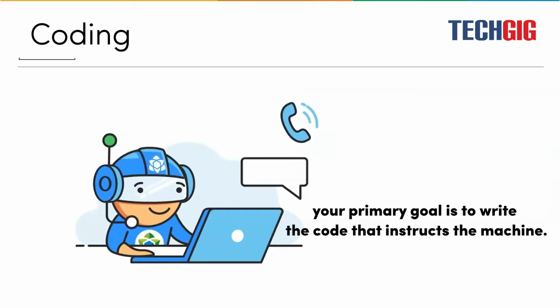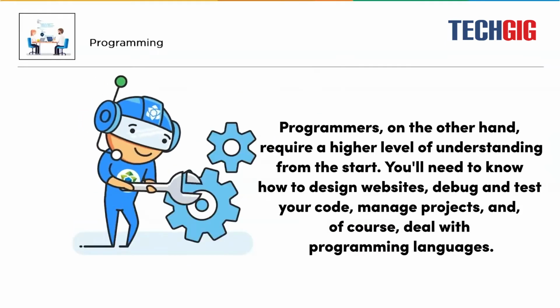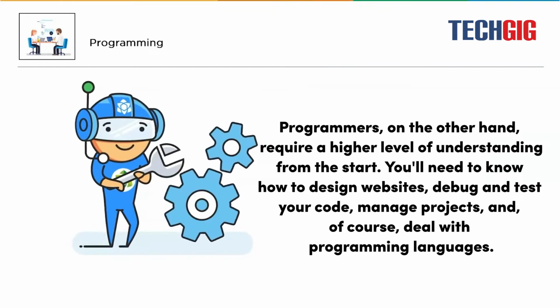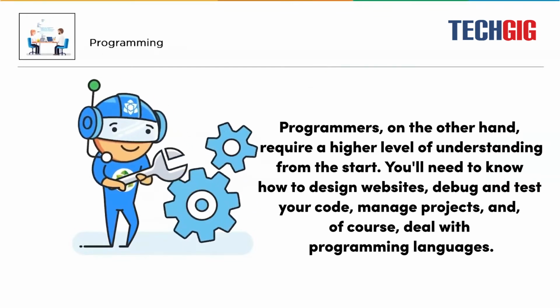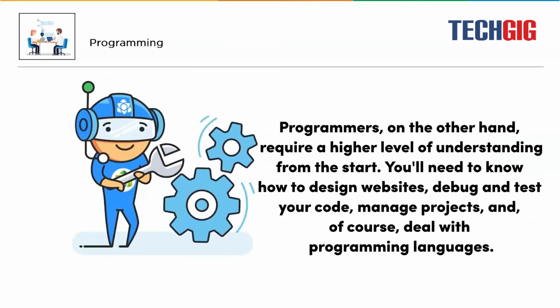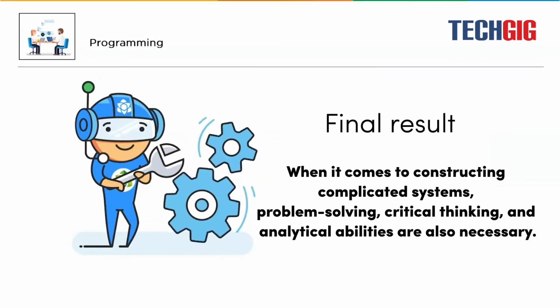Programmers, on the other hand, require a higher level of understanding from the start. You'll need to know how to design websites, debug and test your code, manage projects, and, of course, deal with programming languages. When it comes to constructing complicated systems, problem-solving, critical thinking, and analytical abilities are also necessary.